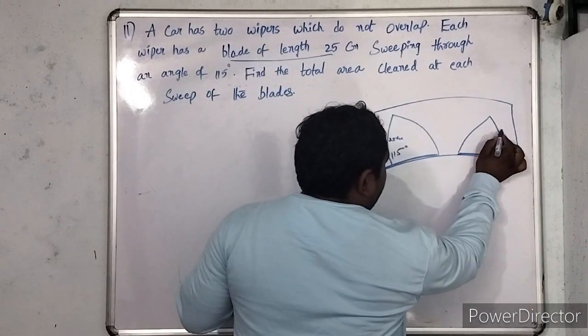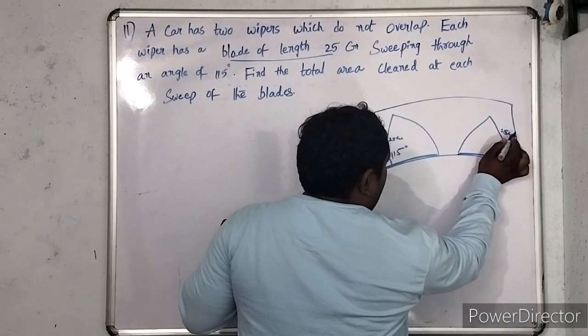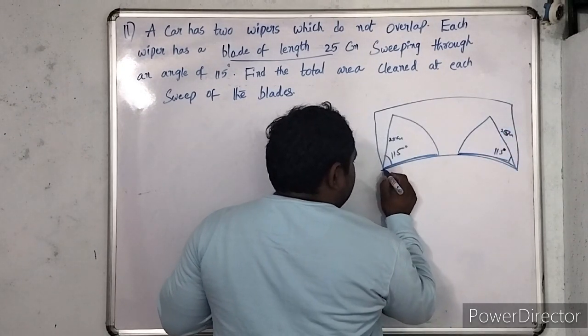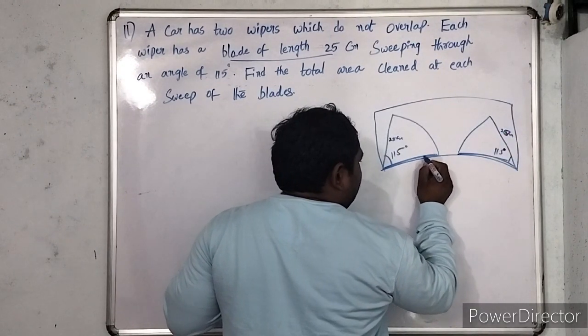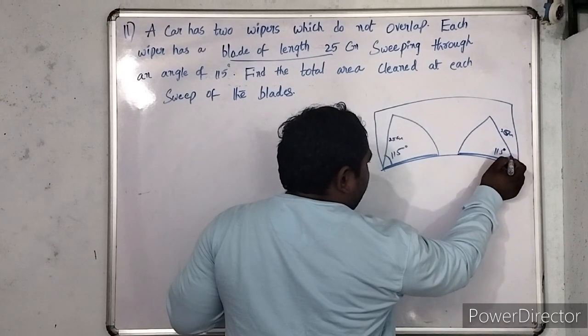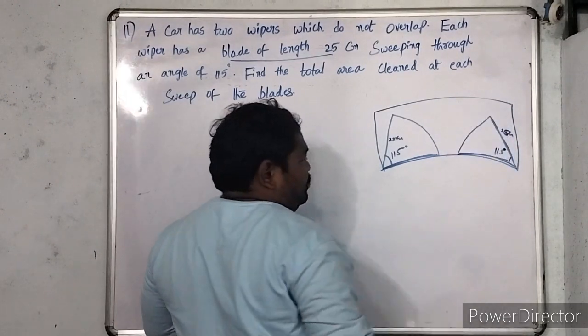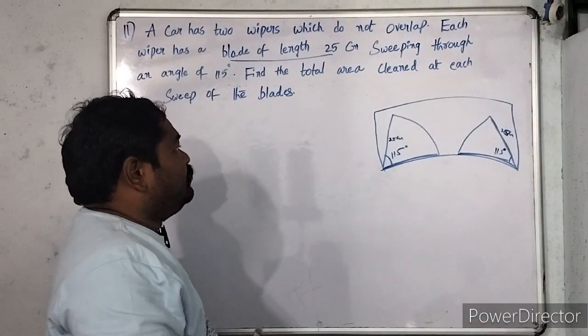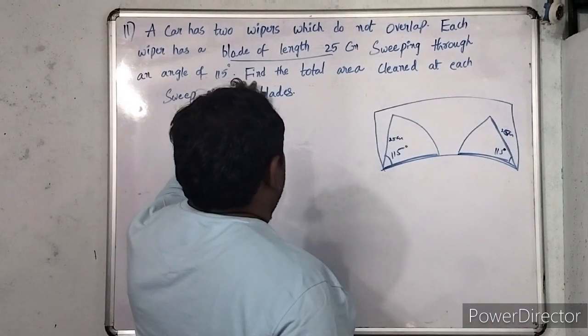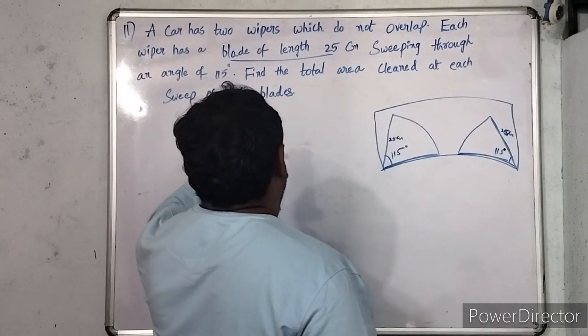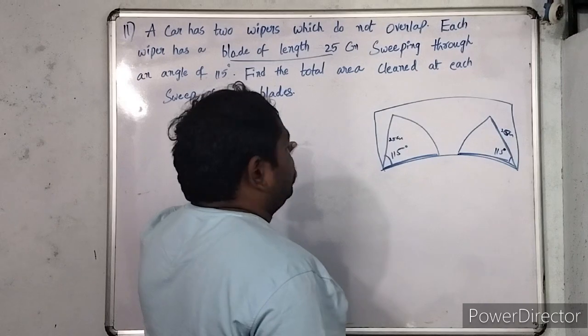25 centimeters is the length of each blade. This is the center of the circle. This is the radius. Okay, now we have to calculate the area. Find the area cleaned at each sweep of the blades.